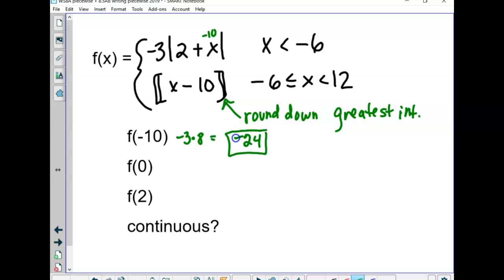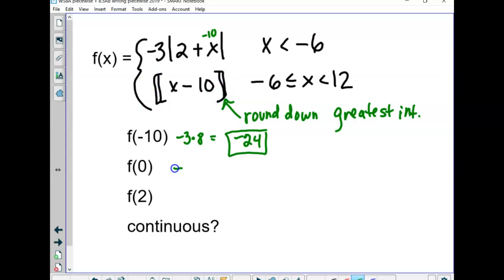Is that okay to get out a negative? Yeah, because the absolute value was then multiplied by a negative, right? So it's always going to be negative unless it was 0. Okay, put in a 0. Which rule do I put that into? 0 falls between -6 and 12, so I put it in here. 0 minus 10. This does not make it positive.